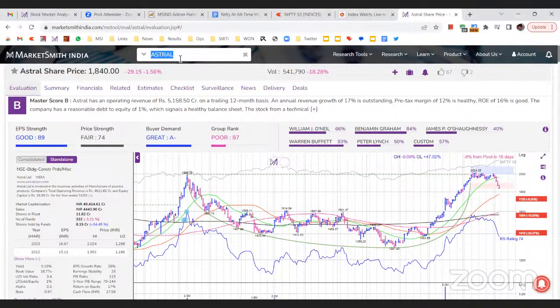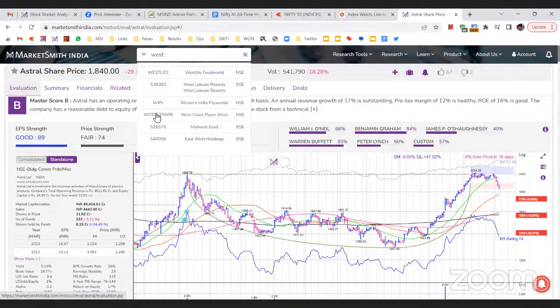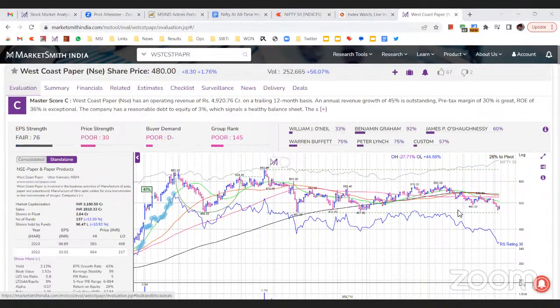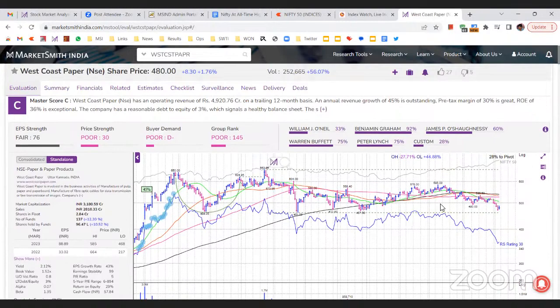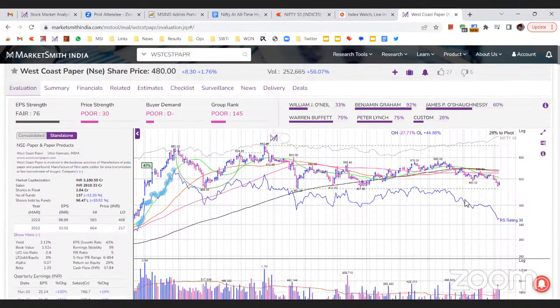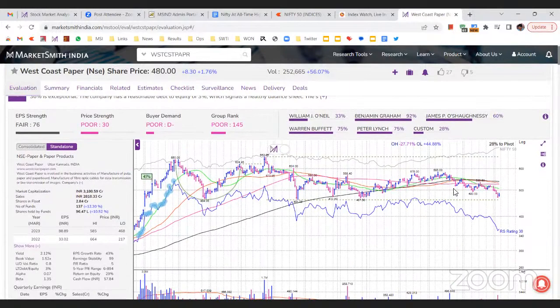Next is West Coast Paper. At one point of time, the stock looked very good, both in terms of fundamentals and technicals. But in the last couple of weeks or more, you can see the stock has clearly underperformed the market. The trajectory is towards the downside. When the market trajectory is on the upside, this stock is clearly moving in the reverse direction. Again, a negative sign. The stock has also breached its key moving averages: 50, 100, 21, all of these have been breached.